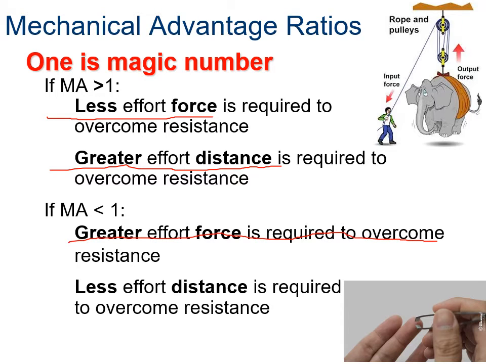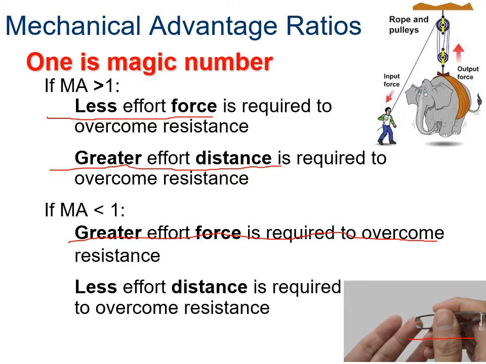If mechanical advantage is less than 1, that means that greater effort force is required to overcome the resistance. The example right here is tweezers. Well, we use tweezers because if I were to use my fingers to remove a splinter, just the force of my fingers might break the splinter. And then it might get stuck in there, and then it hurts.